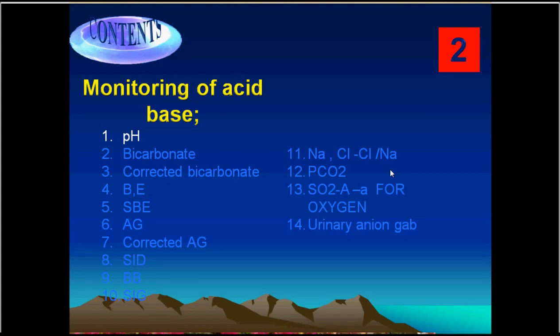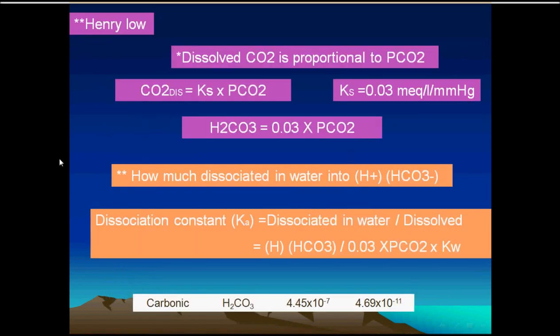Monitoring of the acid base. When we monitor this compartment, the extracellular compartment and the blood, we usually start by monitoring a lot of items. The first one is the pH. pH means the power of hydrogen ion.